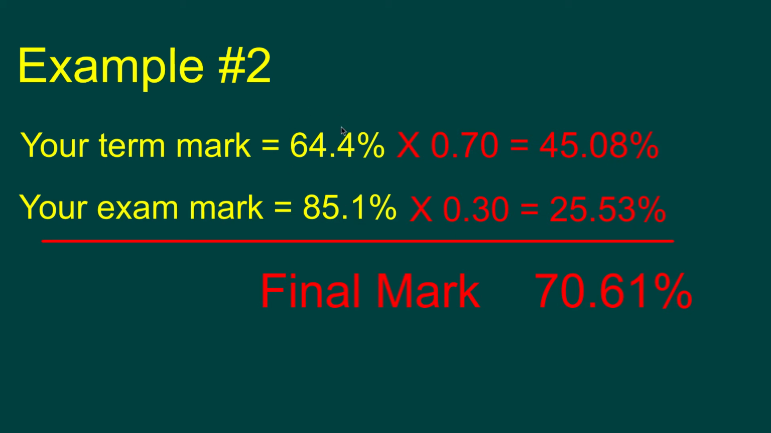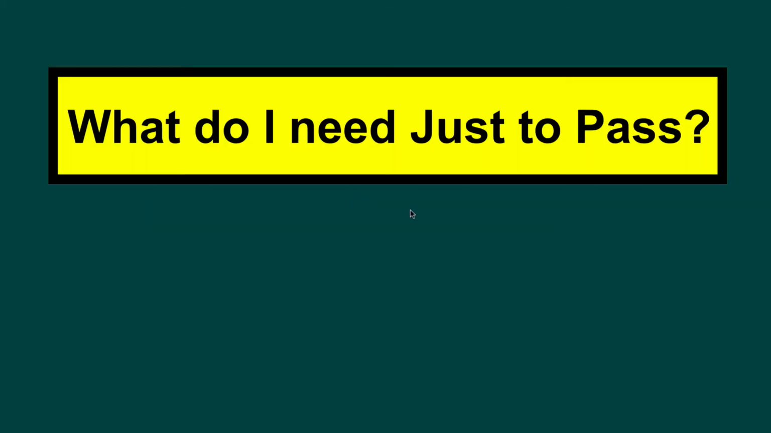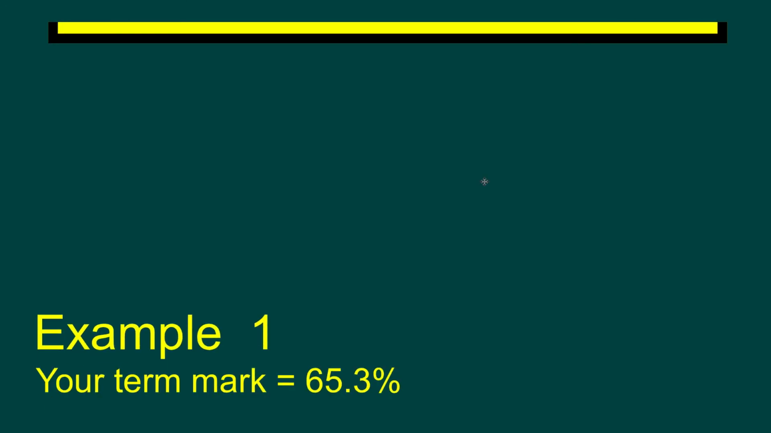So they had a mid-60s going into the exam. They did quite well on the exam with an 85%. That boosts their overall mark to a 70.61. So another question that comes up quite often with students is, what do I need just to pass? So you're getting ready to go into the exam and they want to know that minimum mark so that they can get their credit. So let's do a couple of combinations of that.